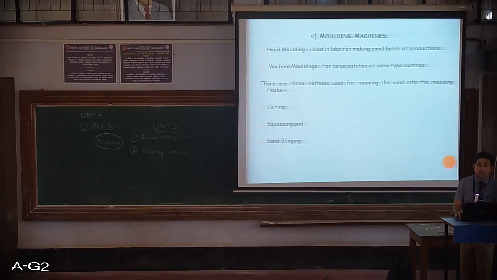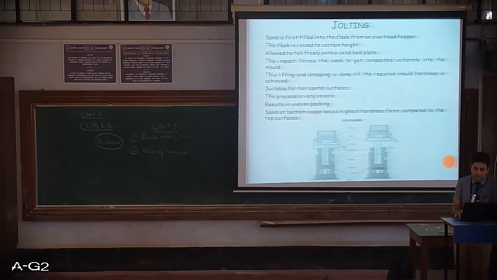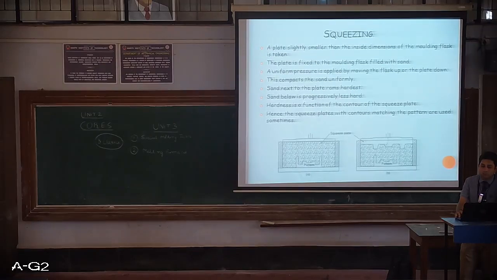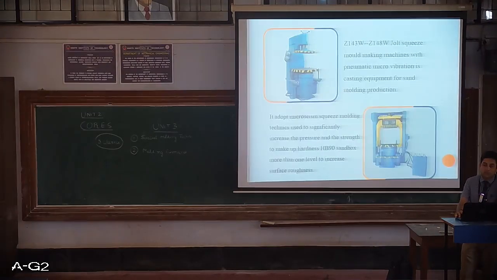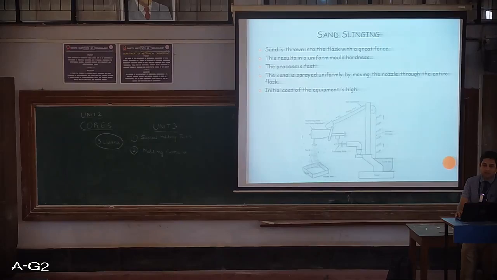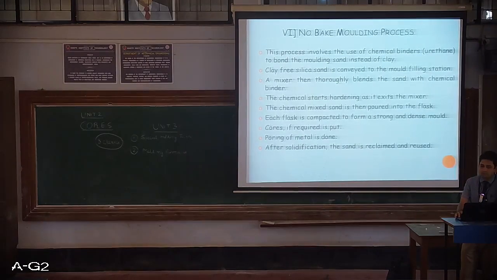Okay, and then we have discussed the molding machines like the jolting machine, squeezing machine, sand slinging machine, and one more machine which is a mixture of jolt plus squeeze. That also we have learned. So these are the different machines: the jolting machine, squeezing machine, and jolt plus squeeze machine. Then we have studied the sand slinging machines. Then we have seen some videos related to it.